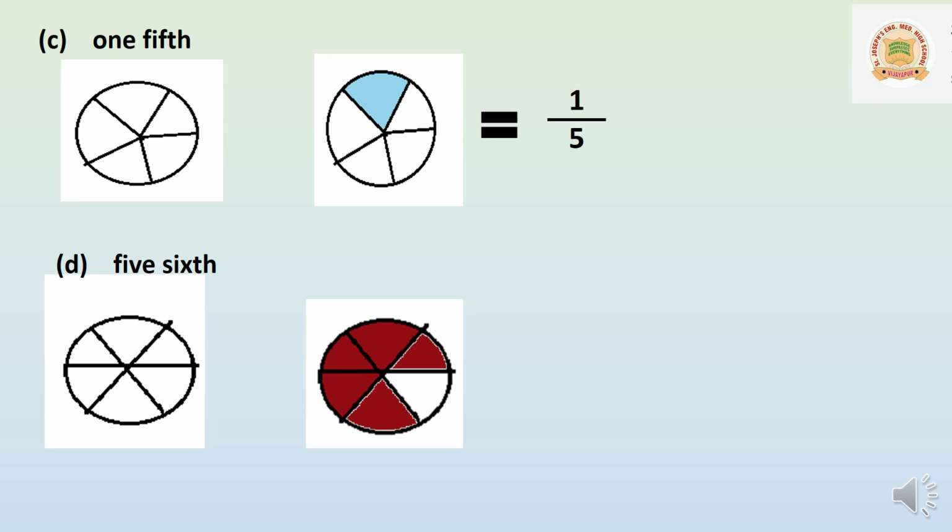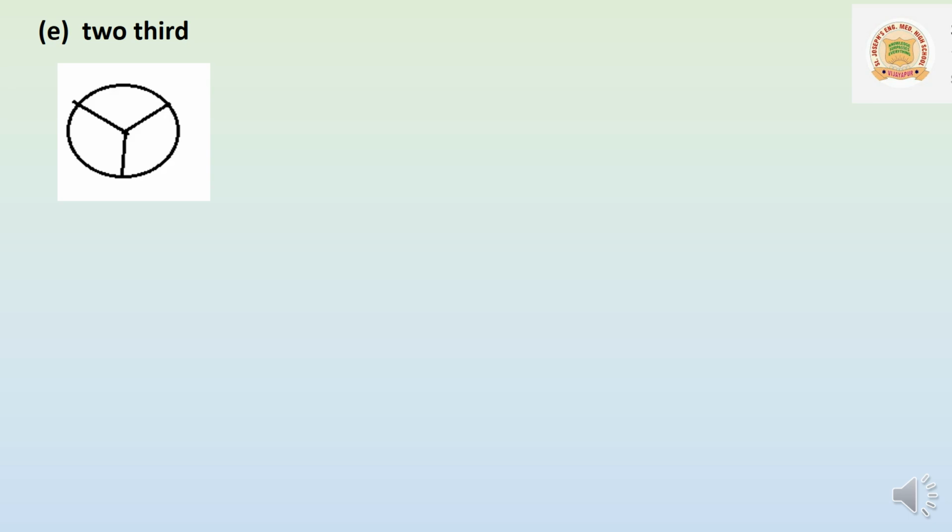5/6. 6 parts are there. We have to color 5 parts, 5/6. Like this we have to solve the question, children. Let us do the next question, 2/3. 3 parts are there. 2 we have to shade.